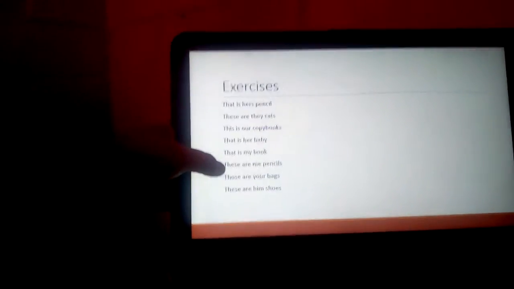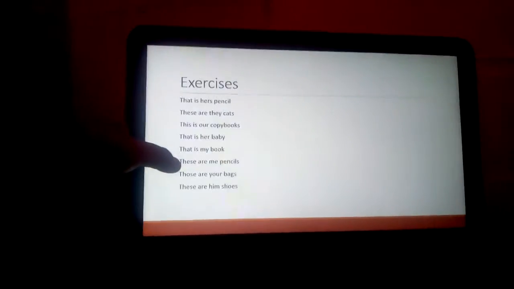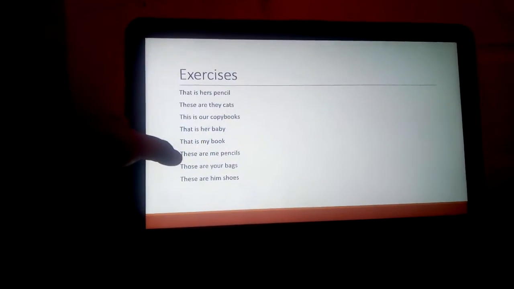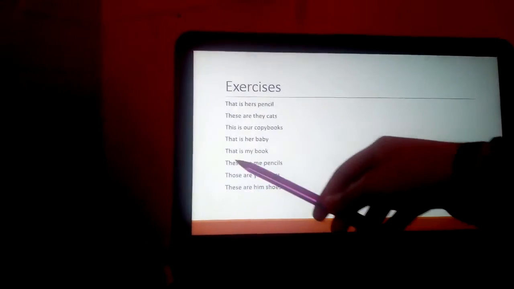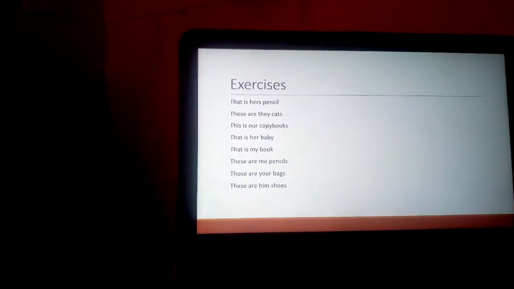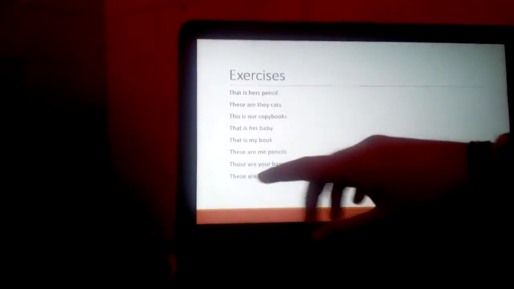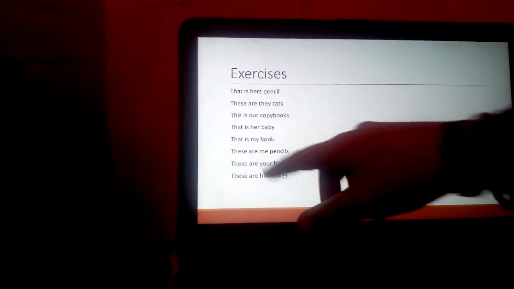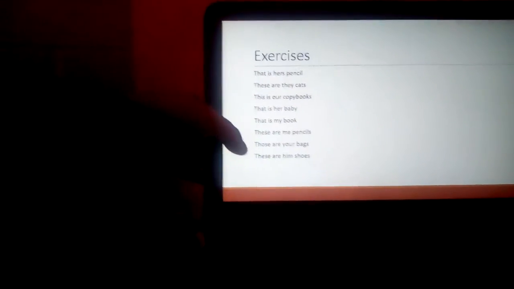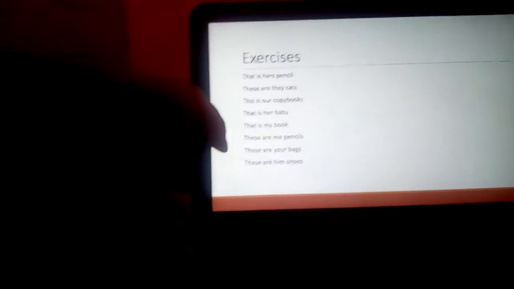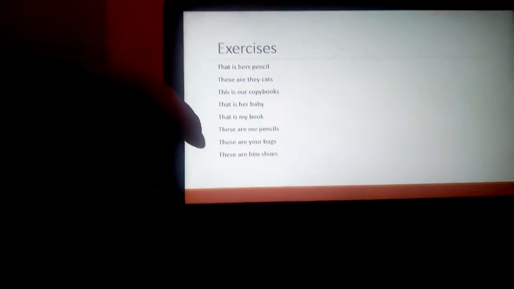These are me pencils. I'm not very sure. What confuses you? This. Okay. What else? Is there anything else that confuses you? Me. It's my. Yes, perfect. You figured it out yourself. So yes, that sentence is all right except for me, which should be my. These are my pencils. Yes.